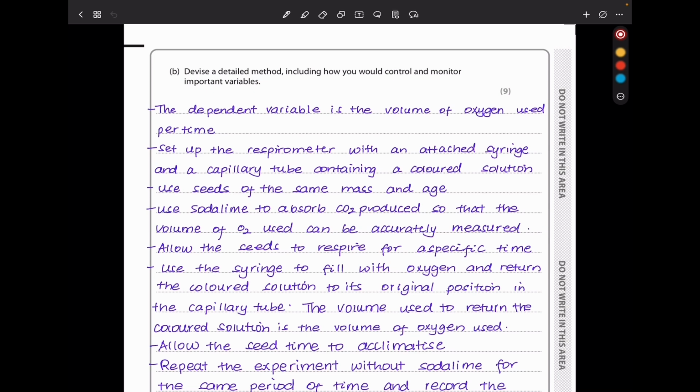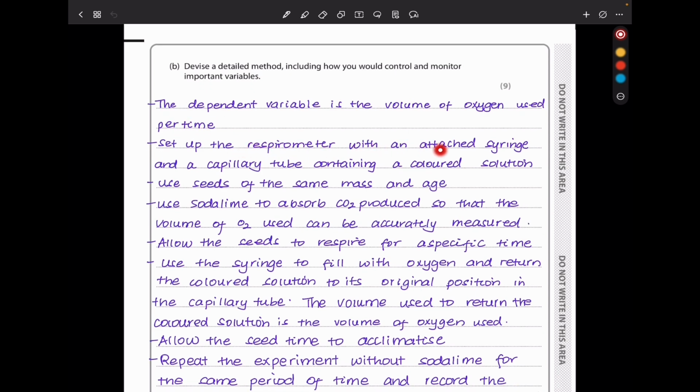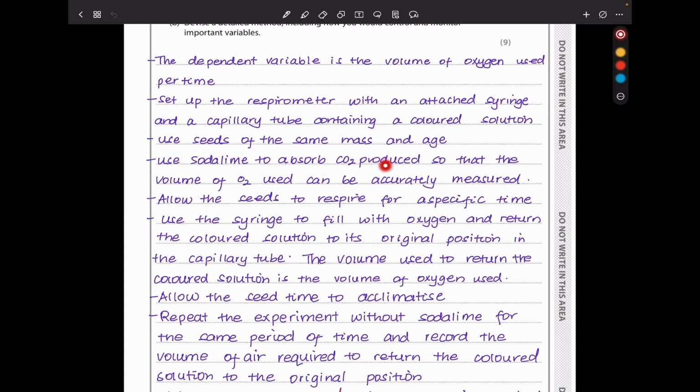You begin by stating the dependent variable. Here, the dependent variable is the volume of oxygen used per time. Set up the respirometer with an attached syringe. This syringe could be used to refill the gas in order to find out the volume of oxygen that has been used up, and a capillary tube containing a colored solution. You can use seeds of the same mass or age. Use soda lime to absorb the carbon dioxide produced so that the volume of oxygen used can be accurately measured.